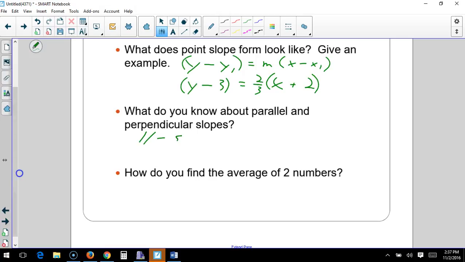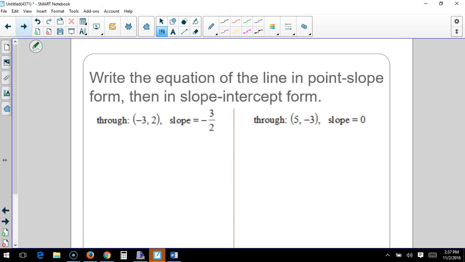Parallel, same. Perpendicular, opposite, reciprocal. How do you find the average of two numbers? Add and divide by 2. So write the equation of line in point slope form, then in slope intercept form.